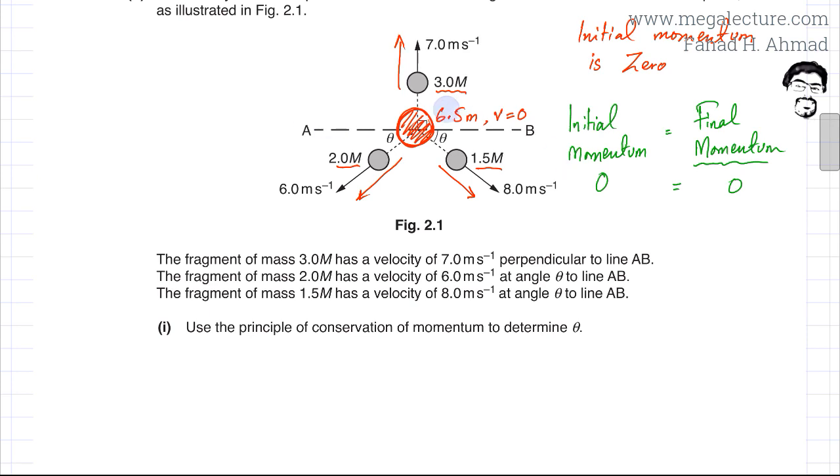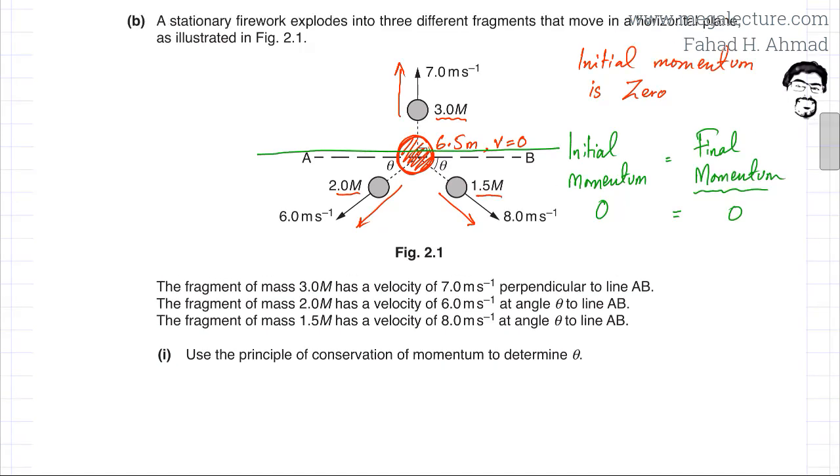So this is the horizontal direction. My components of momentum in the horizontal direction are going to be equal to 0. My momentum components in the vertical direction would also be equal to 0, because overall the final momentum is coming out to be 0.